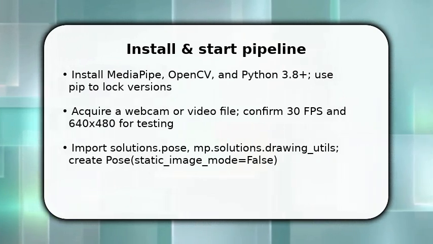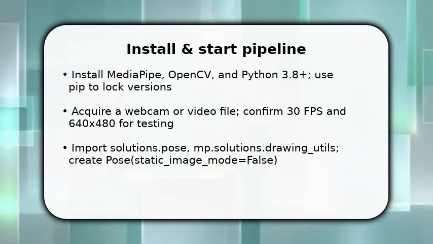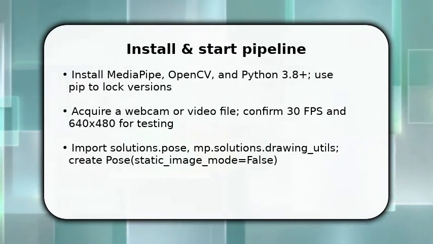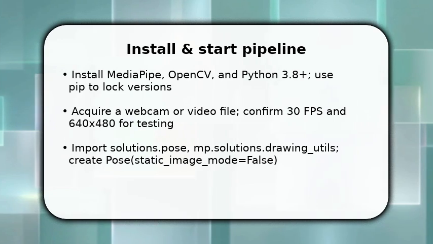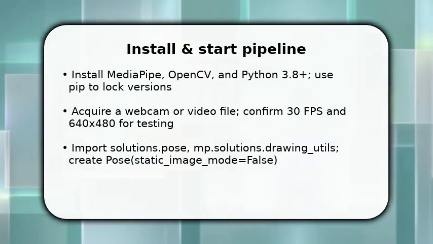Next, instantiate Pose with detection confidence set to 0.5 and model complexity tuned for performance versus accuracy. Connect your camera or load a test video at 30 FPS. This reduces jitter during development.